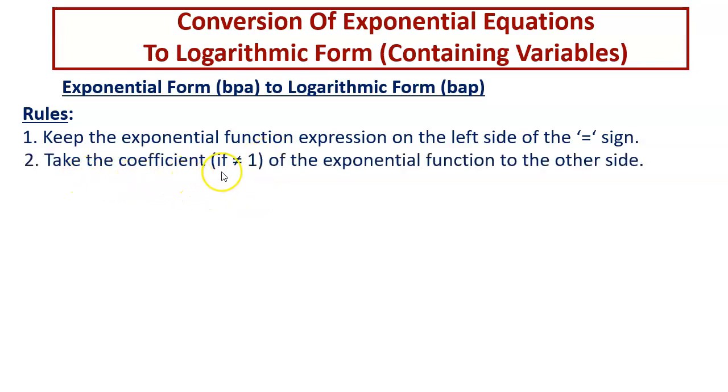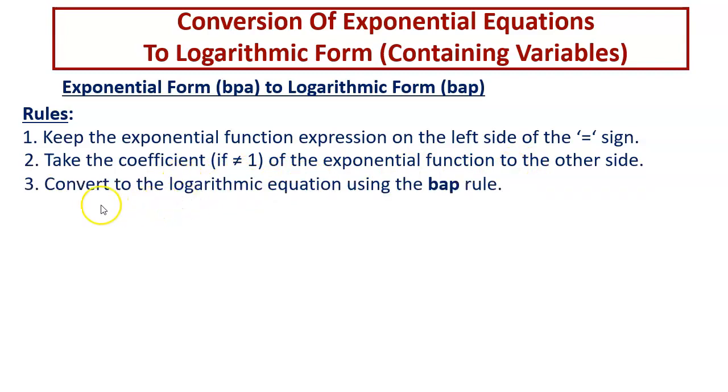Okay, so coming to rule number 2. Take the coefficient, if not equal to 1, of the exponential, I'm reading it as the exponential term, to the other side. And how do we take the coefficient to the other side? We divide the entire equation by the coefficient. Okay. Rule number 3. Convert to the logarithmic equation using the BAP rule. The BAP is, as I have said, the base, argument and the product.